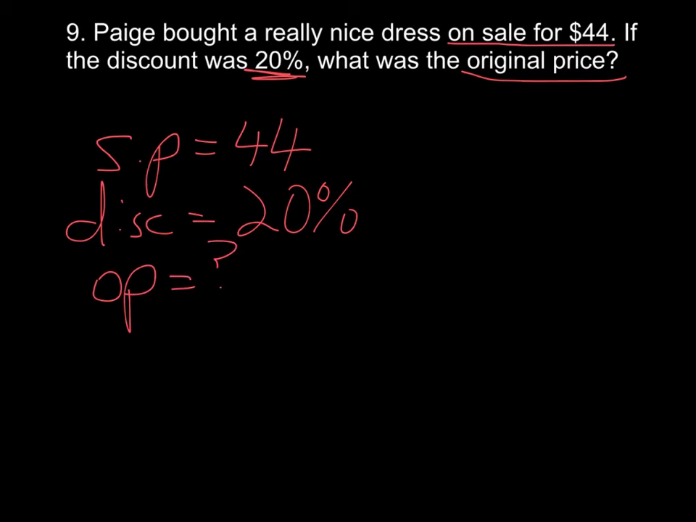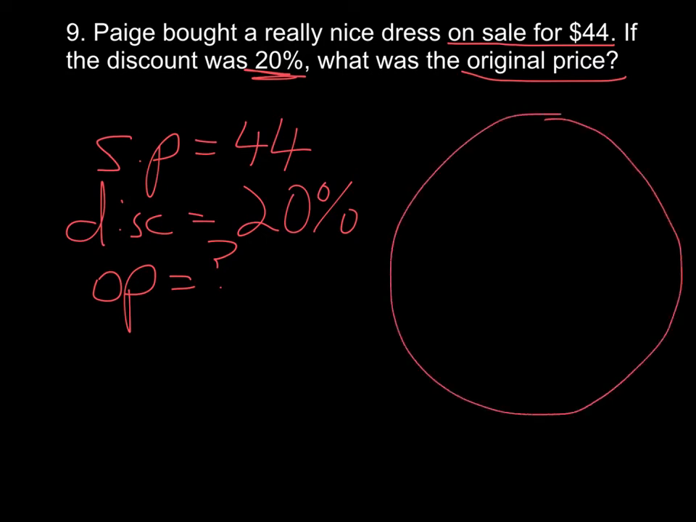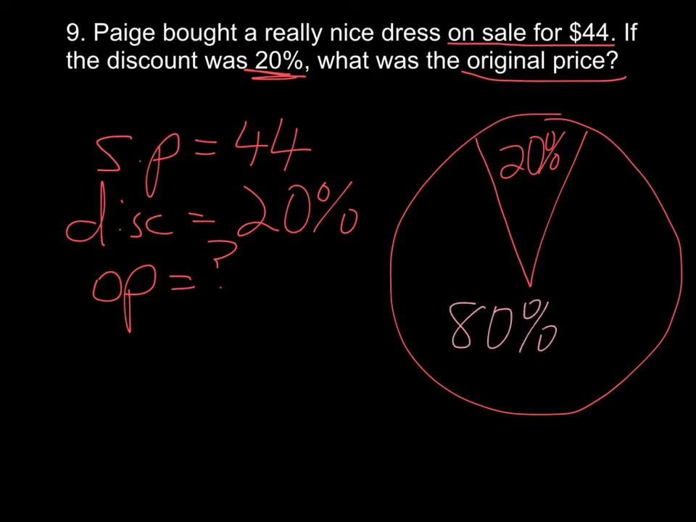So the way we go about this is we have to figure out how much is left after we take 20% off. That's our first step. So if I have a pizza and I eat 20% of it, how much is left? 80% is left. So if I have an original price and I take 20% off of it, I have 80% of the price left to pay. I know that that price is $44.